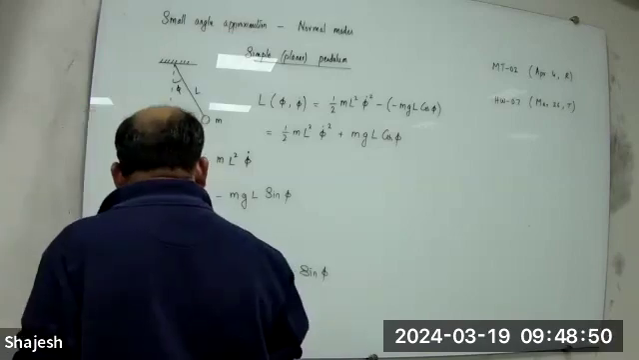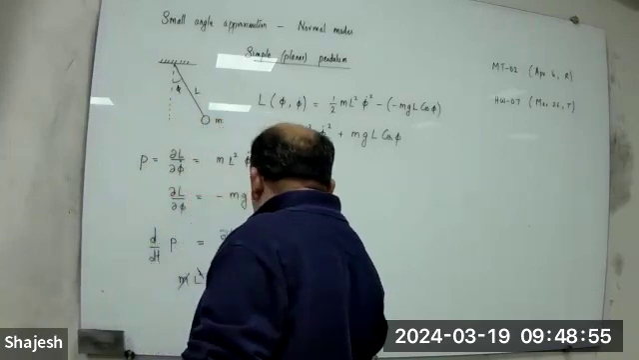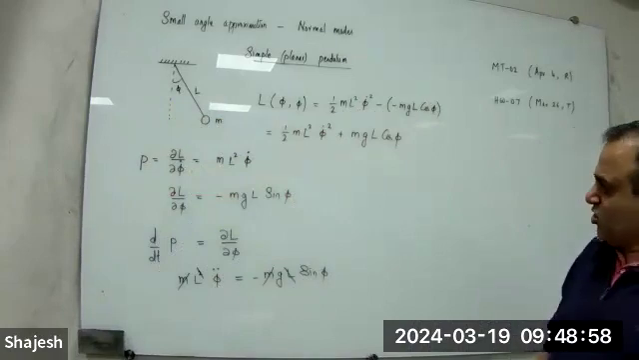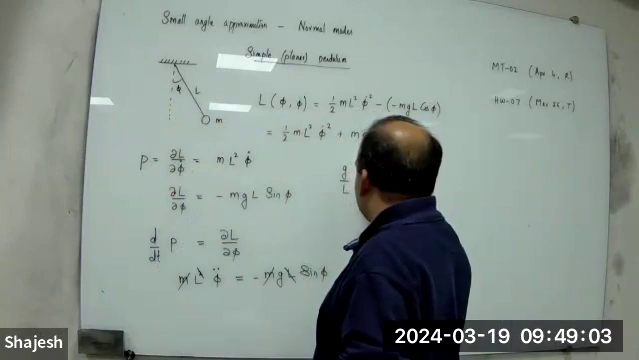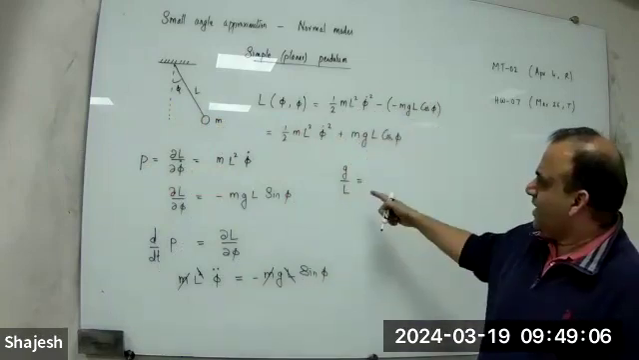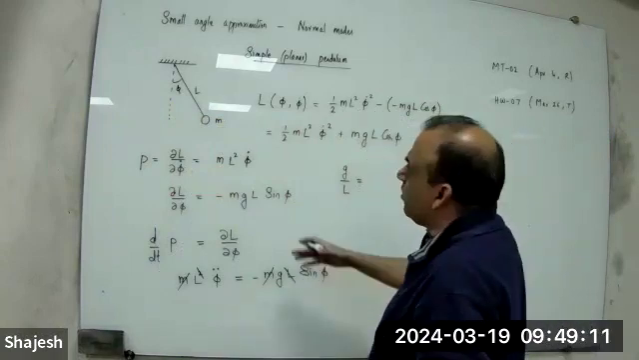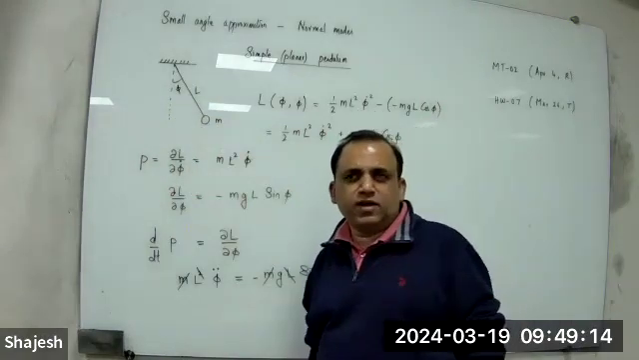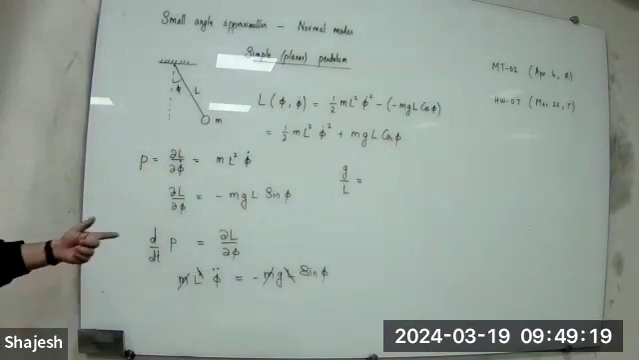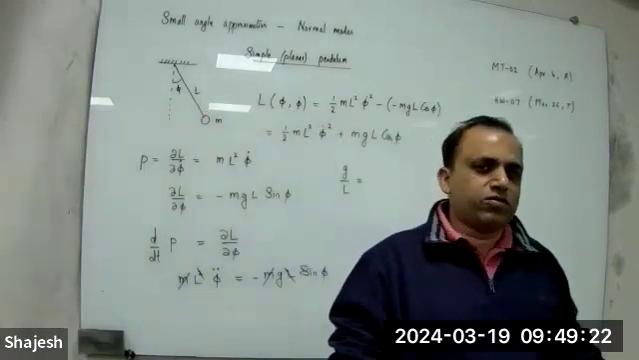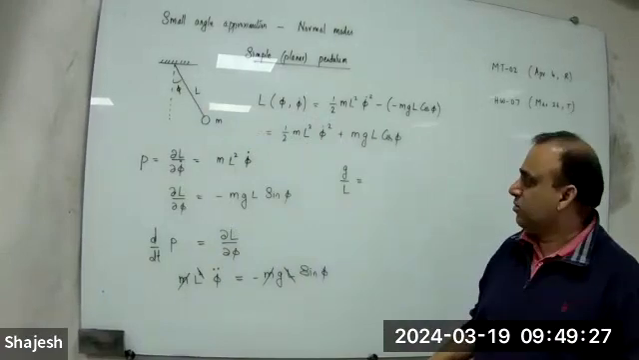It's good to do some cancellation, so m can be cancelled out, one of the L also cancels out, and what's remaining is g over L. It's good to define g over L as a constant, and this will be the angular natural frequency of the pendulum. Most of the time, everything that oscillates has a frequency of its own, and this will be the natural frequency. The word used is natural frequency, something that is inherent, a property of the system itself.